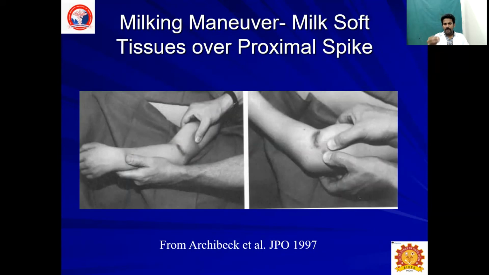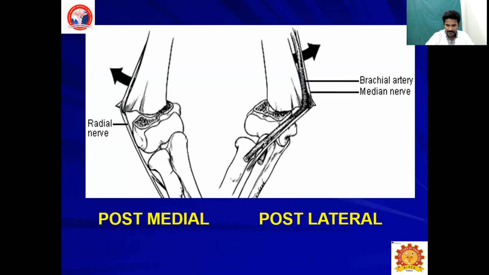Nerves and arteries are very important in this aspect, so you must take care of those things while attempting fracture reduction. You can see here it's the radial nerve. Because of overstretching, it can cause radial nerve or brachial or median artery injury.